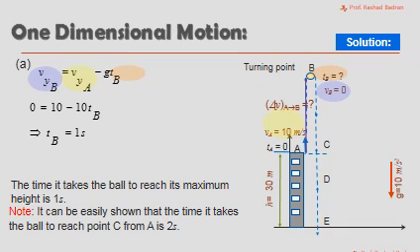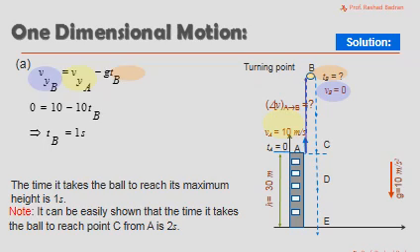So if it takes 1 second to reach the maximum height, obviously if it comes back to the same level of the thrower at point C, the time is double that. So we're going to get 2 seconds for the trip from A up, then going back to the same level at A.